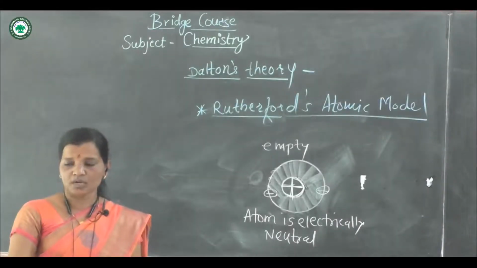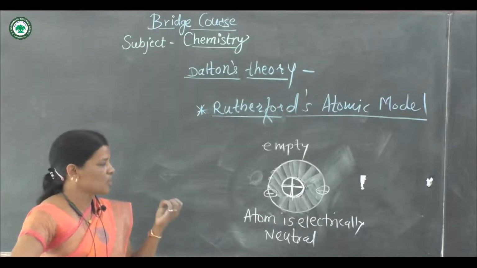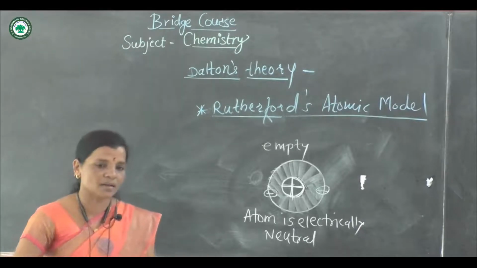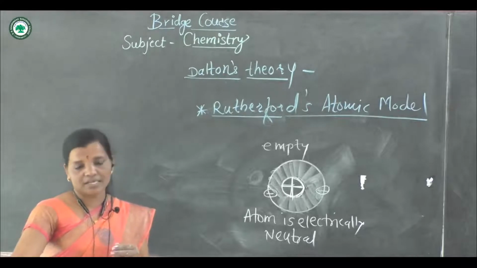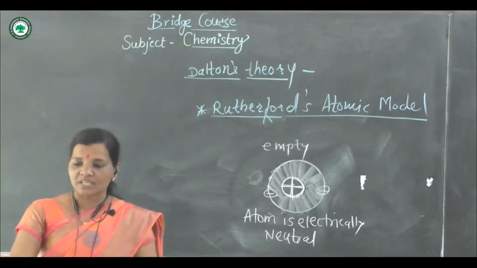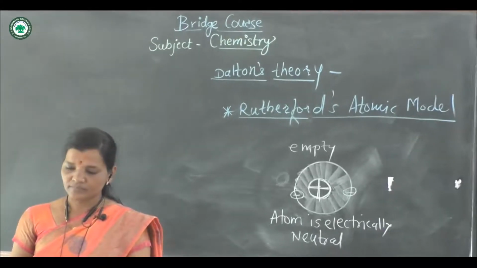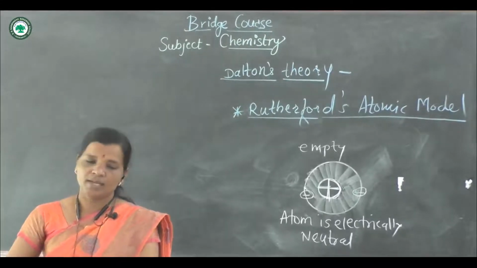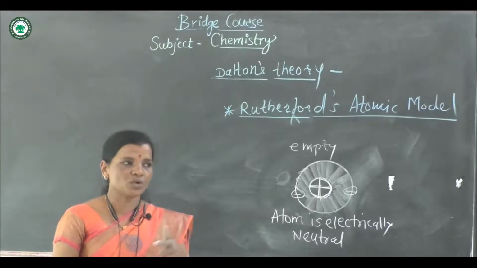According to Rutherford's model, what we have got? All the mass inside the atom is concentrated in the nucleus, which has positively charged particles. Electrons are revolving around the nucleus of an atom. Positive and negative charges get neutralized, and hence the atom is electrically neutral. These things were shown by Rutherford. He also showed that there is empty space between the nucleus of an atom and the electrons revolving around the nucleus.